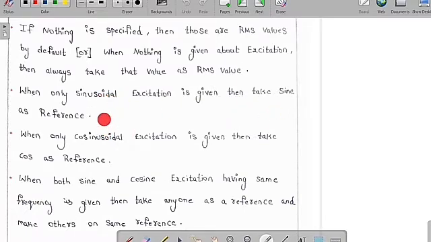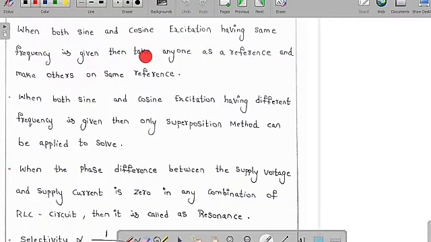So here, if each and every source is in terms of a sine function, then you have to take sine as the reference. When only cosine excitation is given, then take cos as the reference. Meaning if each and every source is in terms of cos, then we can take cos as the reference. When both sine and cosine excitation having the same frequency is given, then take any one as a reference and make the others on the same reference.